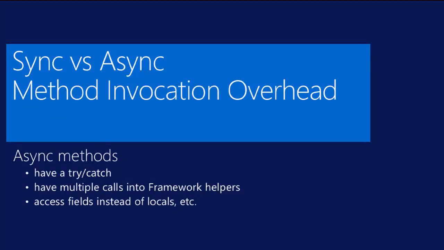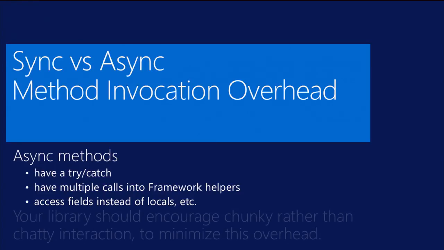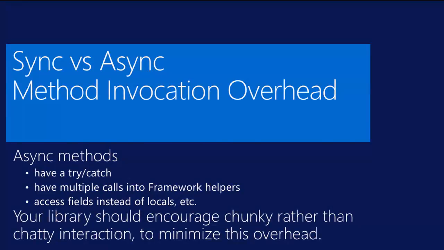So async methods, when you generate them, they've got a try-catch. They have calls into these framework helper methods. They access fields instead of locals. The trick, the way that you actually have a local, like int x, right? I want to access it after the await. How do we get back there and save that local? Well, it was shoved off into the heap, right? So there's some copying in and copying out that's going to occur. So, you know, that overhead isn't terrible.